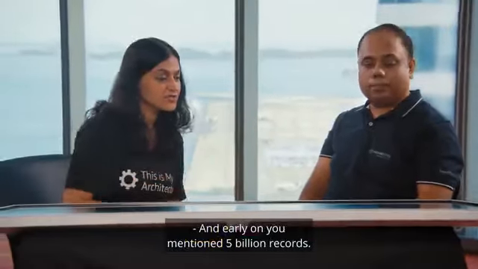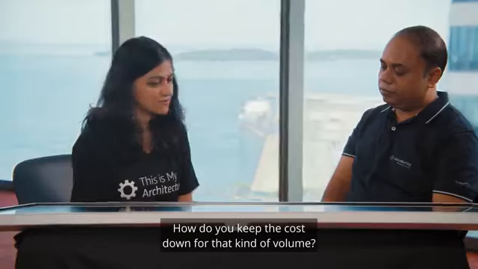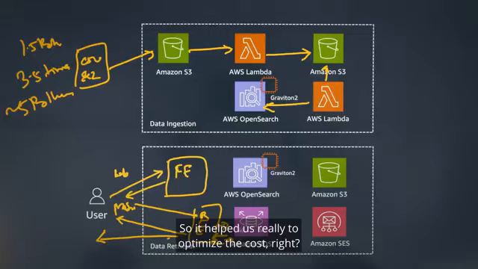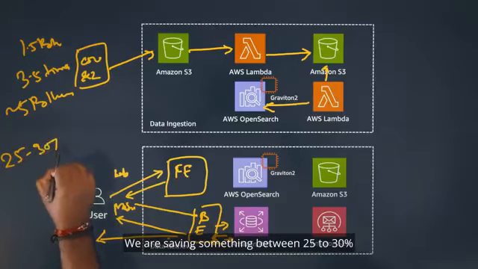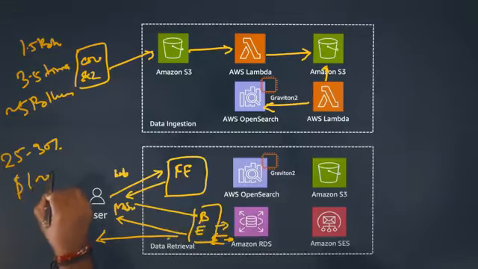And earlier you mentioned 5 billion records. How do you keep the costs down for that kind of volume? So you can see, right, we are using the Graviton 2 instance for Amazon OpenSearch. It really helped us to optimize the cost, right? Initially, if I compare from the beginning, we are saving between 25 to 30% of the operation cost, which is roughly equivalent to $100K.